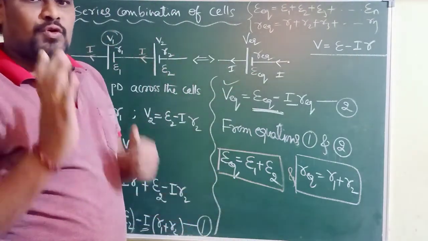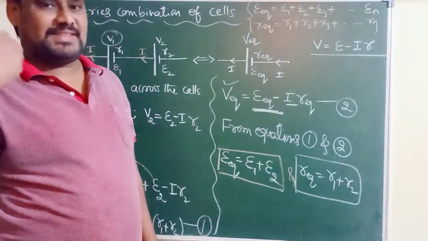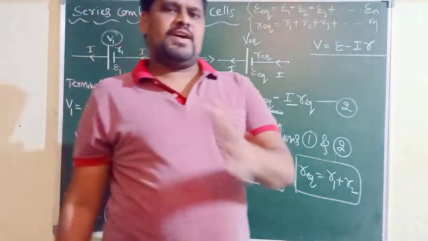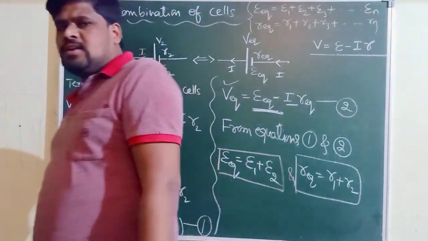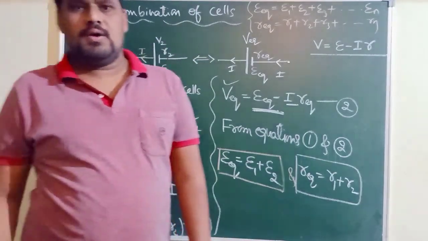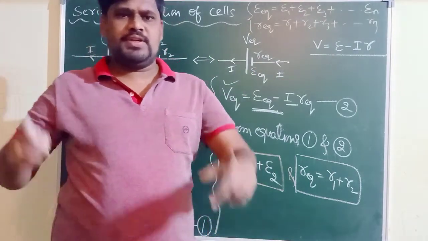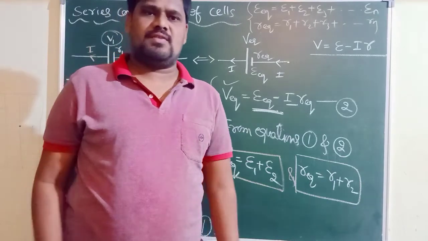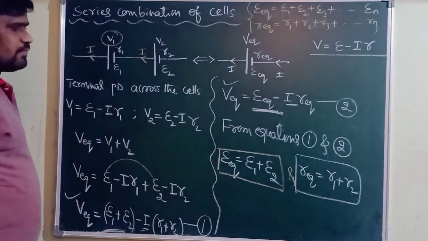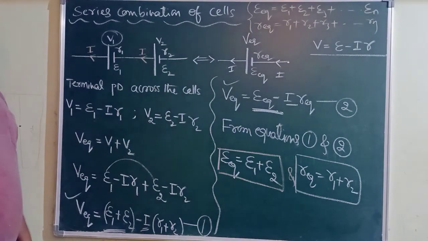For example, 4 cells of different EMF. Suppose you connect in series 4 cells of different EMF and different internal resistance. If I ask what is the total EMF and total internal resistance, what will you say? Total EMF should be the sum of the EMFs of all the cells. Total internal resistance should be the sum of the internal resistances of all the cells. This is how we calculate total EMF and total internal resistance when a number of cells are connected in series.